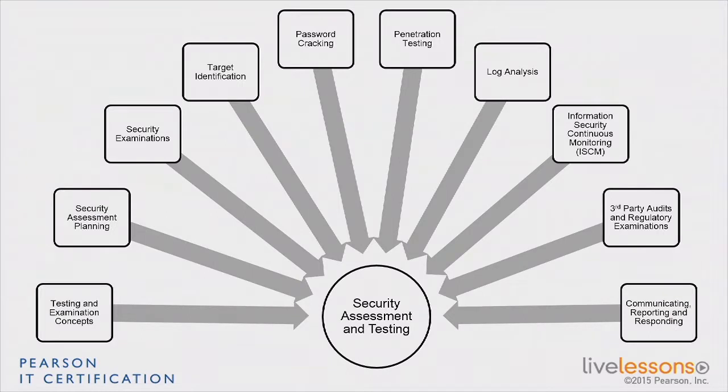In target identification, this is where we were identifying devices on the network, so we were doing active discovery for both authorized and unauthorized devices. This is where we're also identifying ports, services, applications, and vulnerabilities. In password cracking, we looked at the techniques that are used to discover and identify passwords, in particular brute force and dictionary attacks. We looked at the use of salting as well as other mitigation techniques.